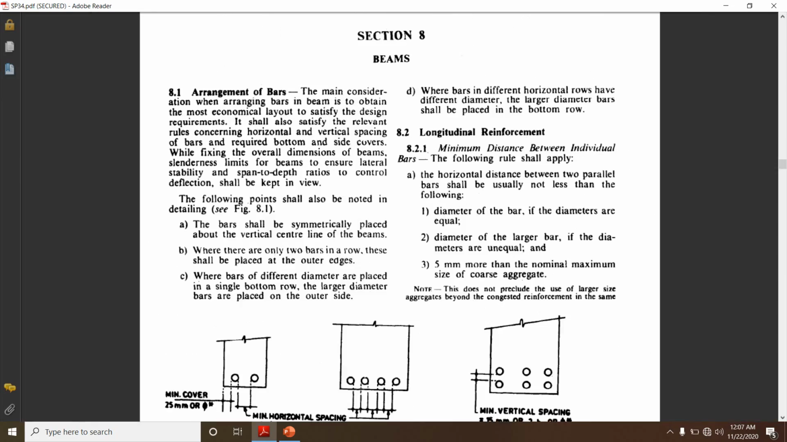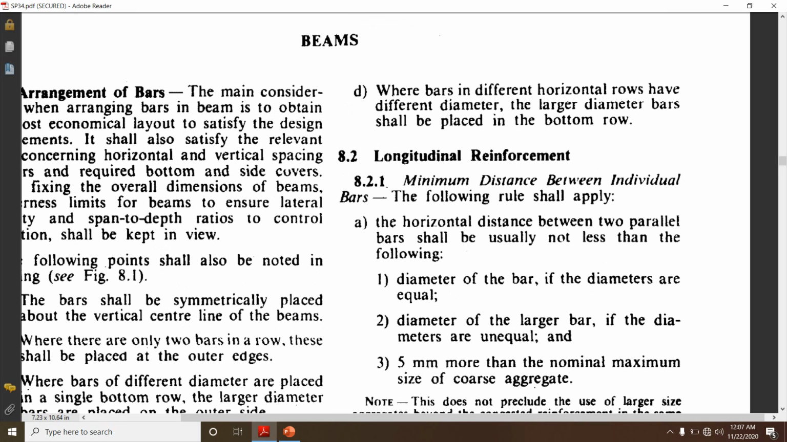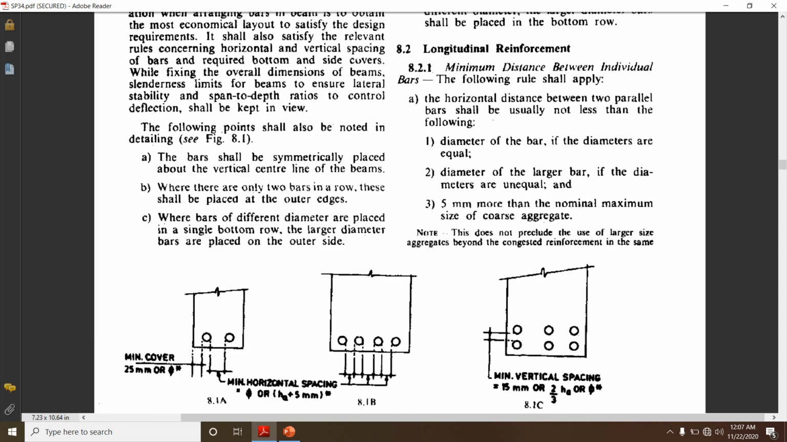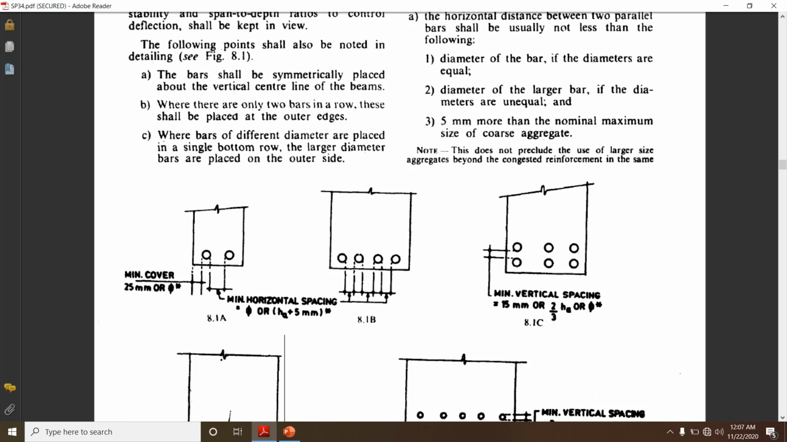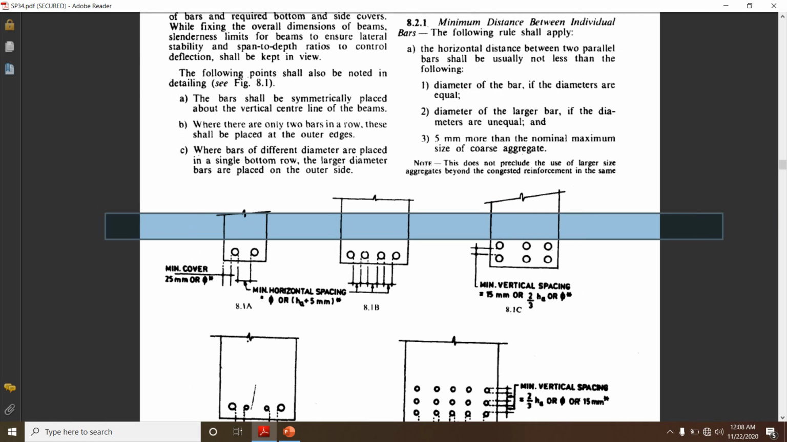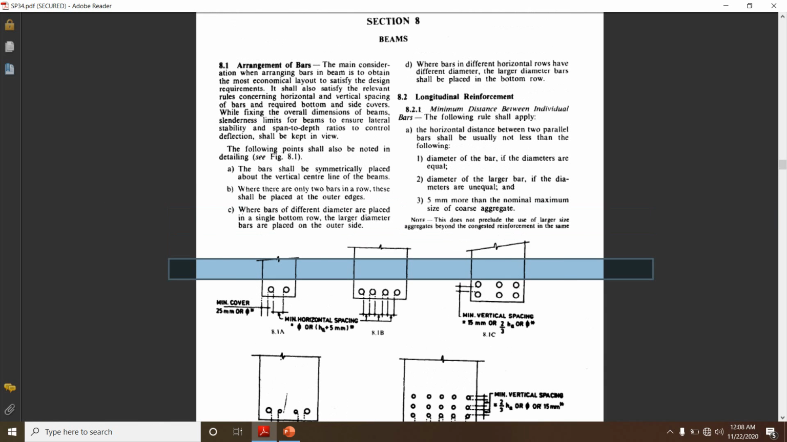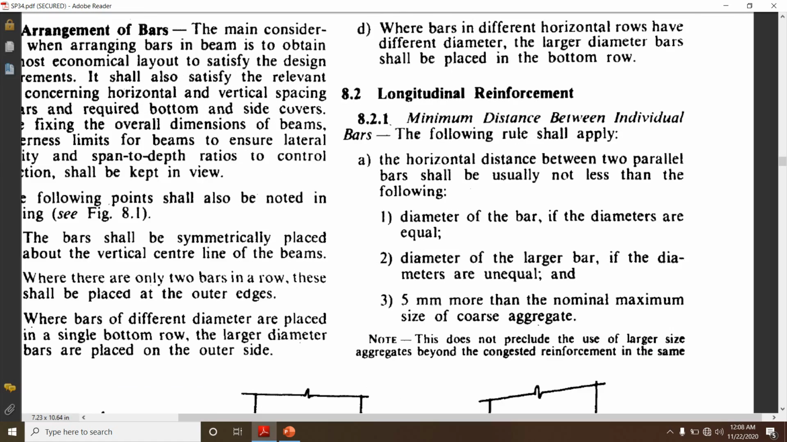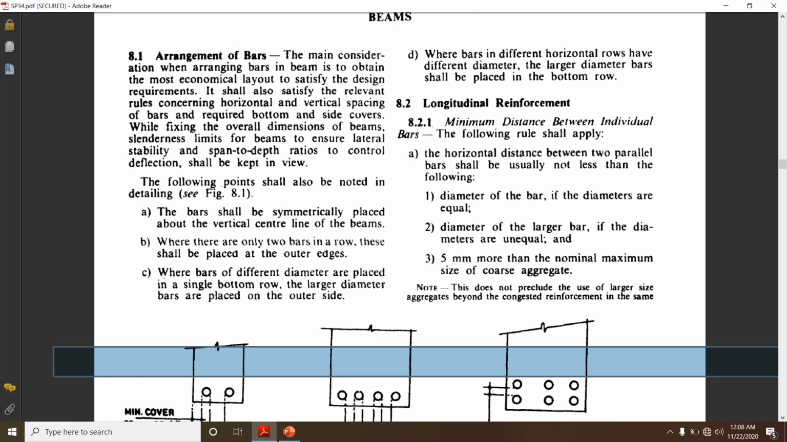Then next, when the bars in horizontal rows have different diameters, the larger diameter bars shall be placed in the bottom row. For example, now we are placing the bars in two layers. This is one layer and this is another layer. When we have different diameters of bars, the larger diameter bars have to be placed at the bottom and the smaller diameter bars have to be placed above those larger diameter bars. This is another point which we should note while detailing the beams.